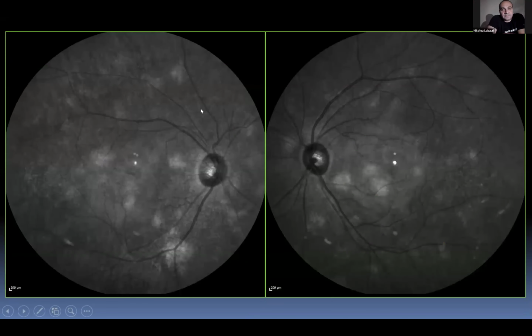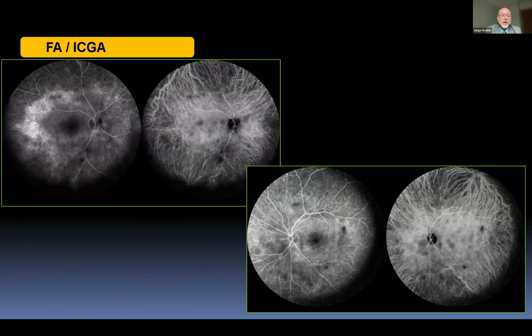Yeah, that's true. But I'm just looking at the indocyanine green angiography, this area of ischemia. It looks like the PIC lesions, in indocyanine green this area is hypofluorescent. That means we have some infarcts in the choriocapillaris.